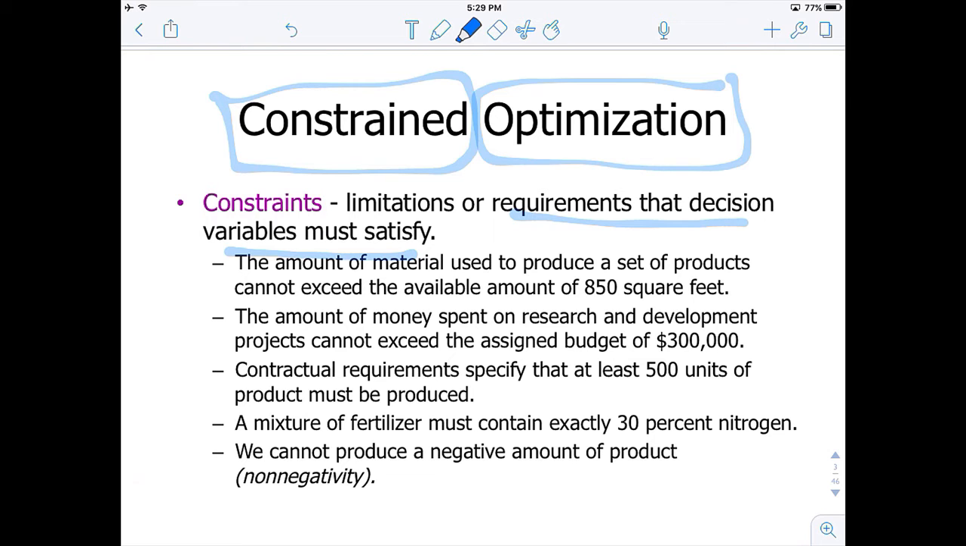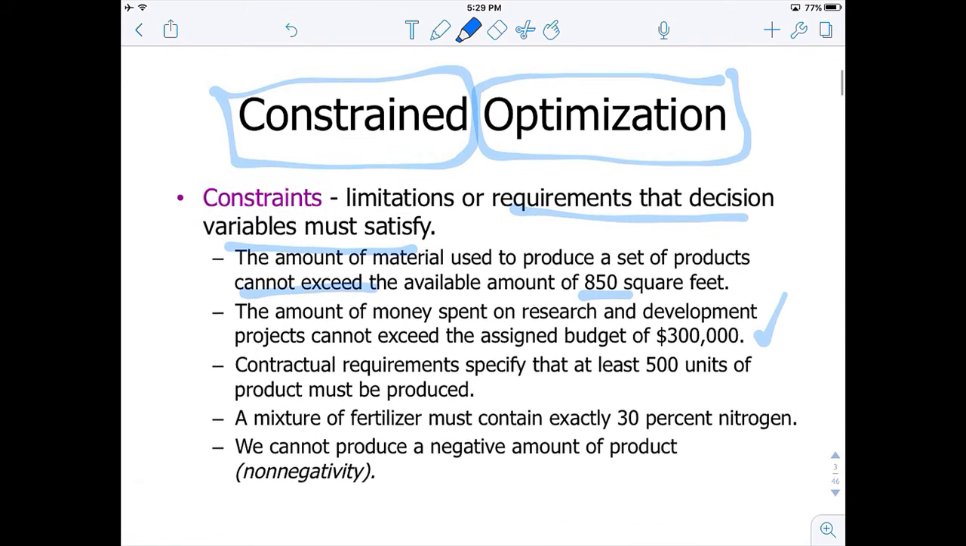For example, the first one is that the amount of material used to produce a set of products cannot exceed the available amount of 850 square feet. So this is a space constraint. Or maybe another constraint can be that the amount of money spent on research and development projects cannot exceed the assigned budget of $300,000. There might be several other constraints.